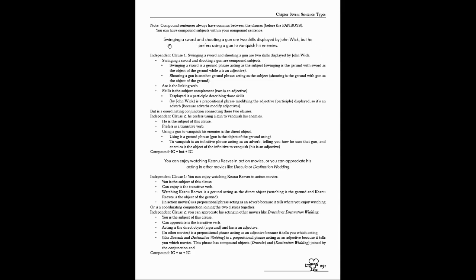Okay, so this sentence is also different though because you have a compound subject. You have swinging a sword and shooting a gun. Those are both the subjects. They happen to be gerunds. And they are skills. So this is a linking verb are, and then skills is my subject complement. And then what kind of skills? They are skills that are displayed. So that is a participle describing the skills. And then how are they displayed? By John Wick. So adverb, prepositional phrase here. So that's got a lot of things happening, but they're all things we're familiar with.